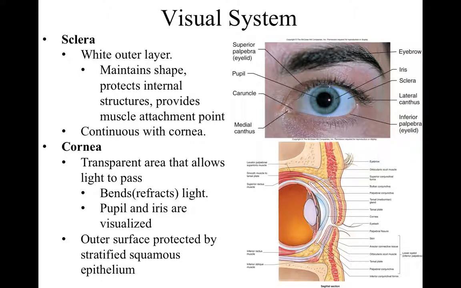Now, the other area that we can see here is the cornea. This area here, where it is actually transparent, is the cornea. Now, we actually will see the iris, the colored portion of the eye, as well as the pupil through the cornea. So if we look here on the cross section, again, we have the sclera, this white area here, okay? When it becomes transparent, this area here, this is cornea.